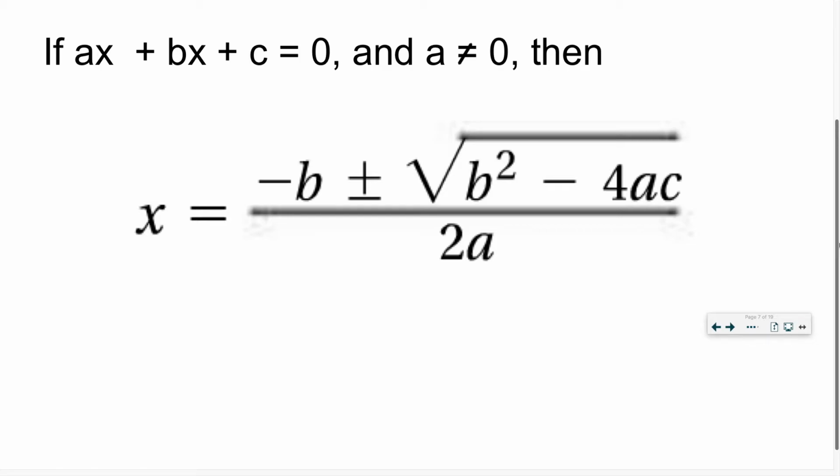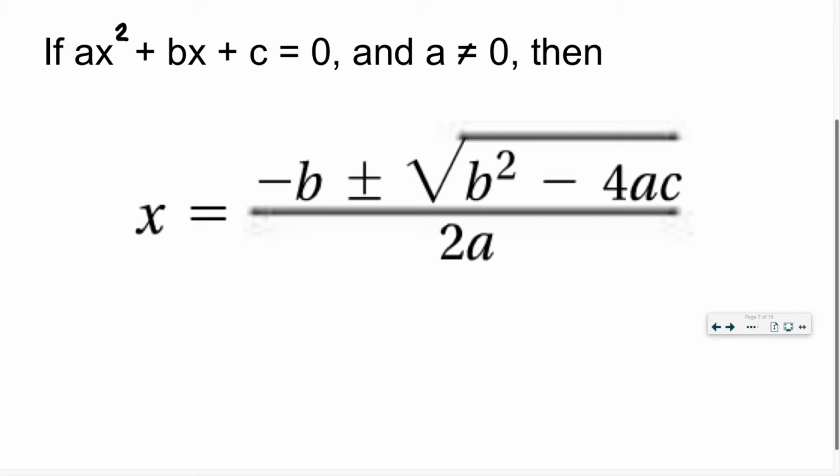So the first part: ax squared plus bx plus c is our standard form of a quadratic. And they always specify that a cannot equal 0. The reason a cannot equal 0 is that if a were 0, it is no longer quadratic, because I have 0x squared. It's just a linear equation.